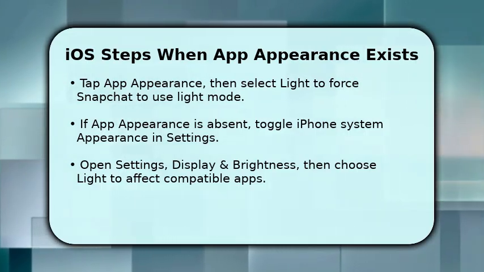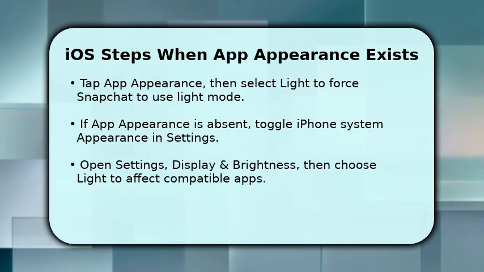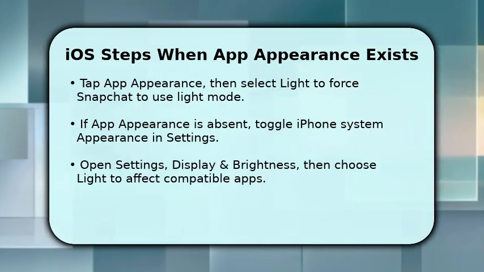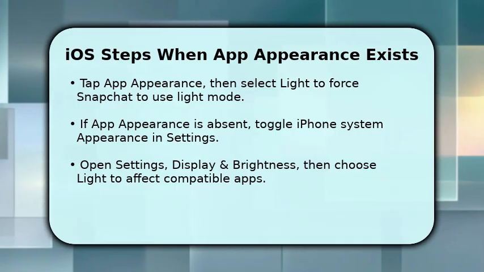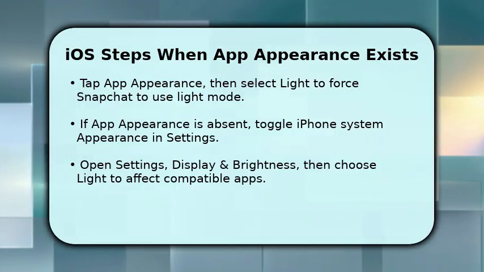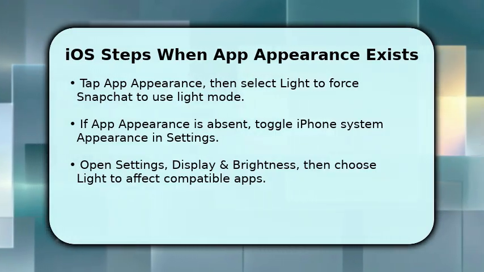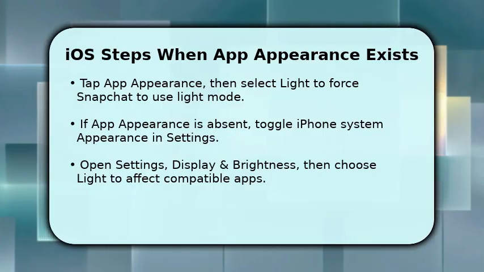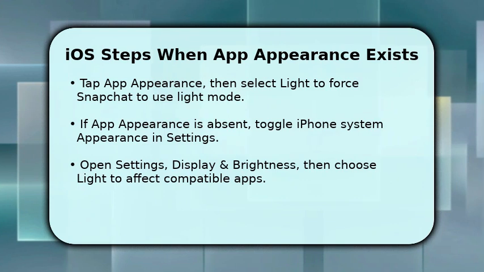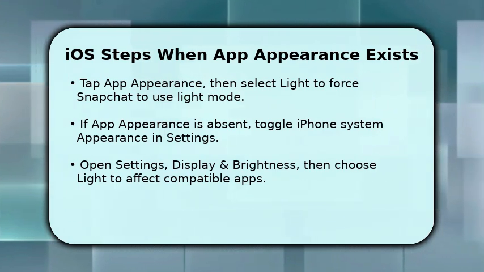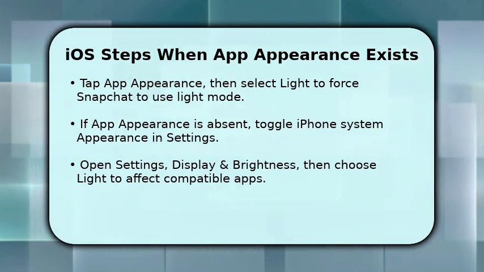If App Appearance is absent, change the iPhone system appearance in settings to light to affect compatible apps. Open iPhone settings, then display and brightness, and choose light to disable system dark mode. Many apps follow system settings, so this option will remove dark themes across multiple applications.